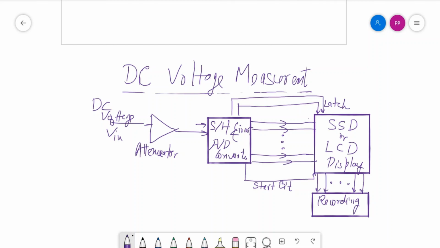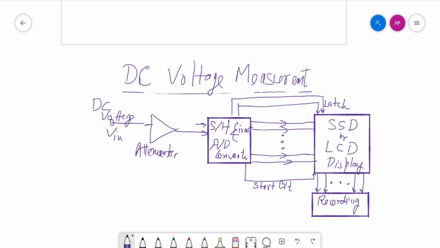So once the attenuated signal enters the sample and hold circuit, the signal is sampled at given instants of time that are periodic, and it can be zero order hold, first order hold, or whatever is the algorithm. You can hold the circuit for the conversion process. So for the period for which the conversion takes place, the signal is held at a given value, otherwise the result of the A to D converter will be disturbed.